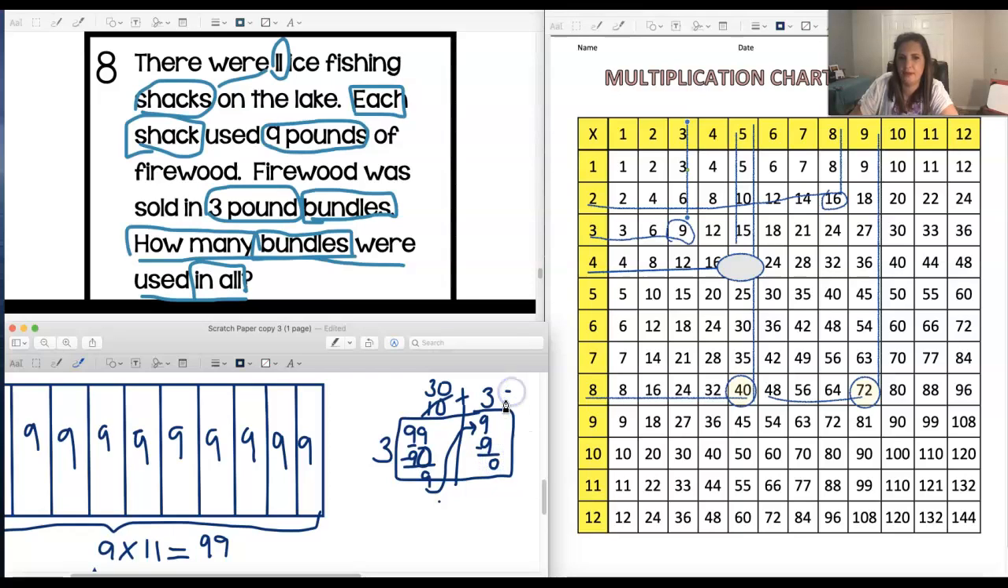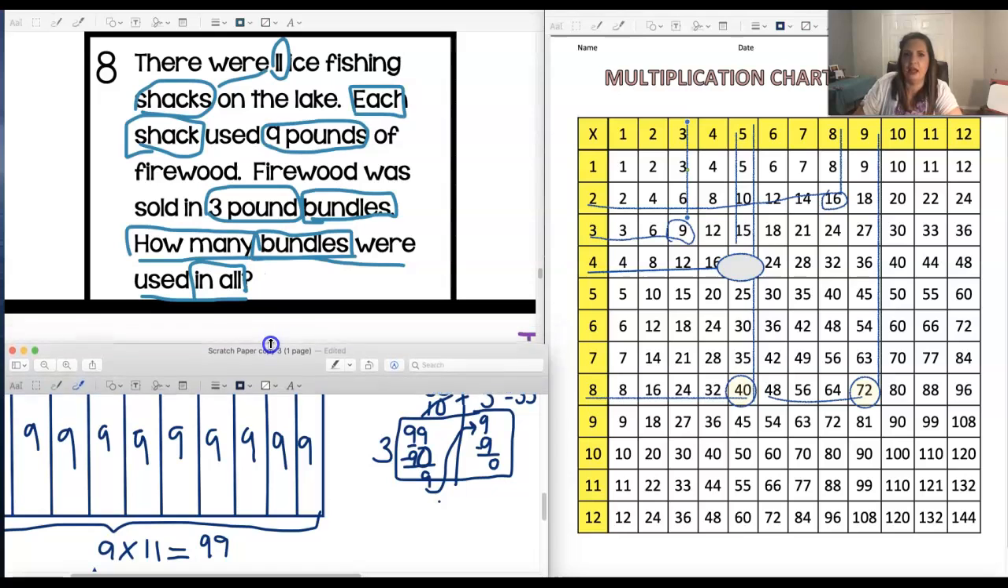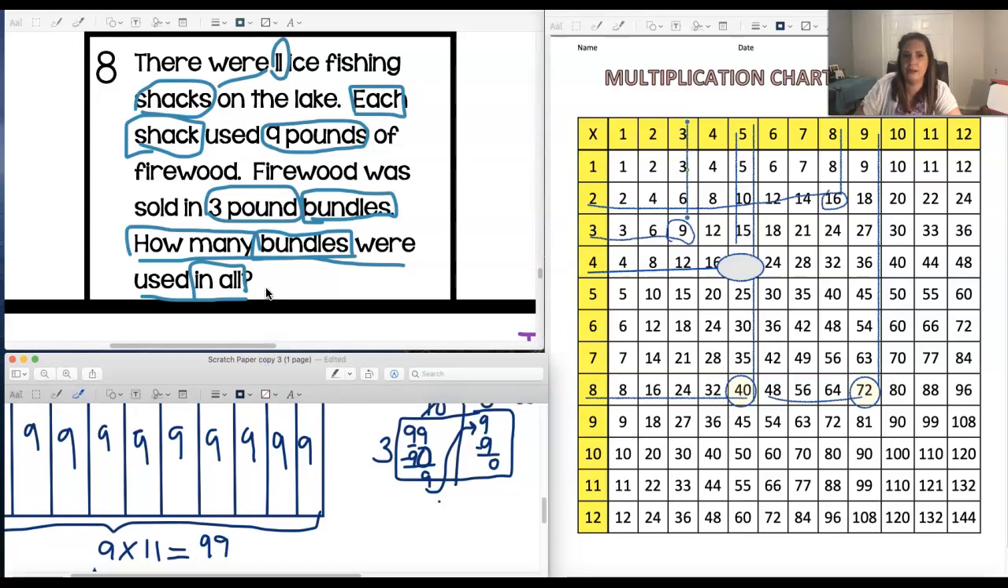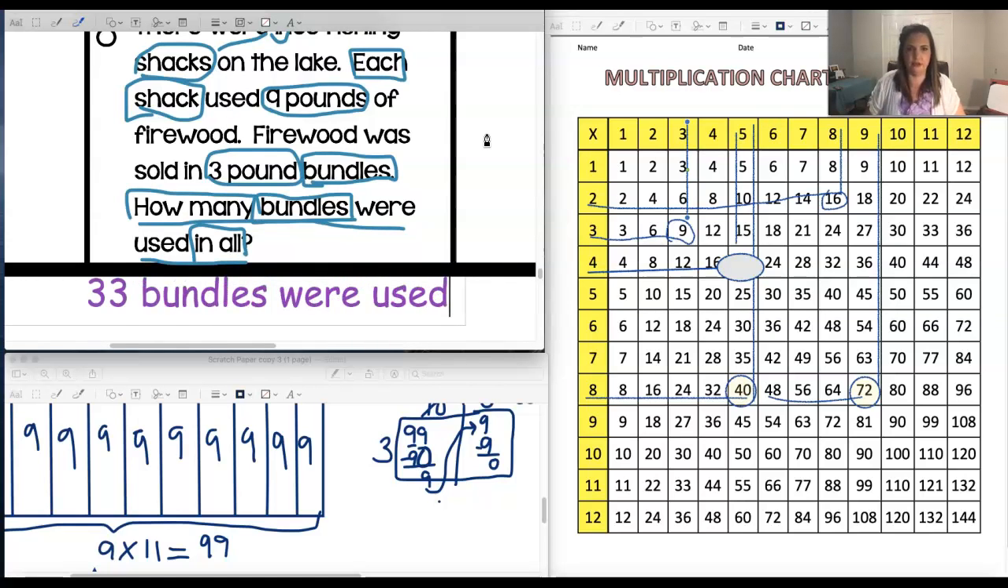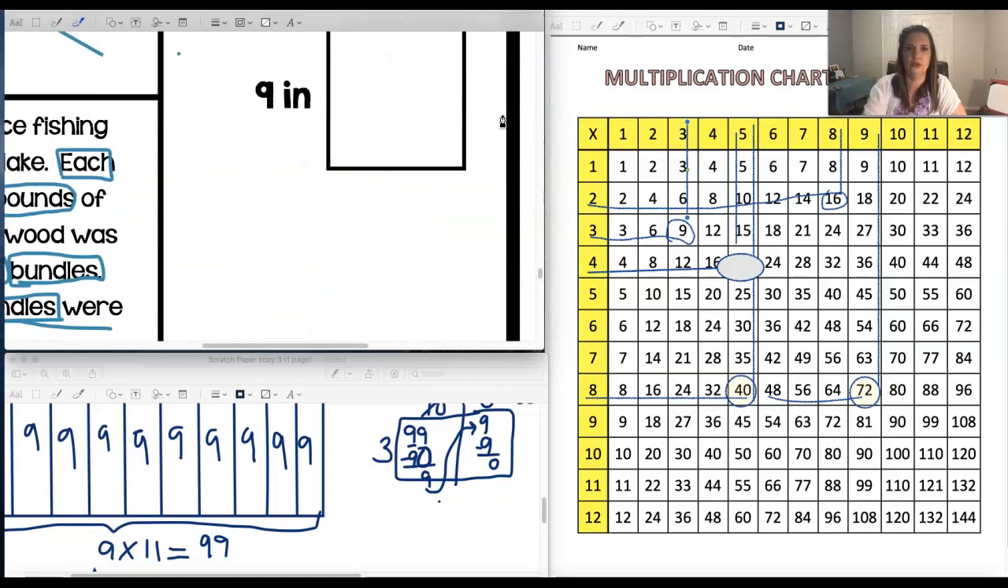Now I'm going to add up my numbers on the top. 30 plus 3 equals 33. It's not enough to just know this number. You have to know what that number means. That number means that I'm going to have 33 bundles. 33 bundles. So let's write it in a sentence. 33 bundles were used.